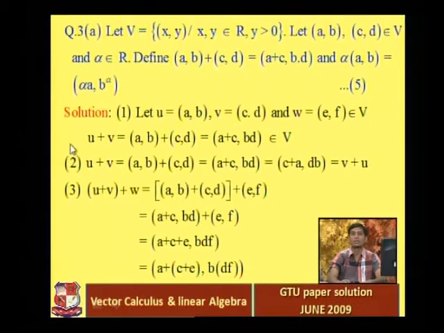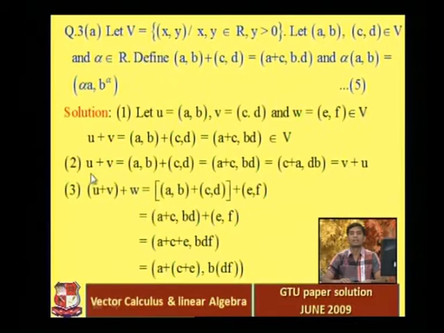Now u plus v is equal to (a,b) plus (c,d). We define addition in this manner: (a plus c, b into d). Now b and d are both greater than 0, so b into d is also greater than 0, and a plus c is any real number. So it satisfies the condition of the set, so u plus v belongs to V.